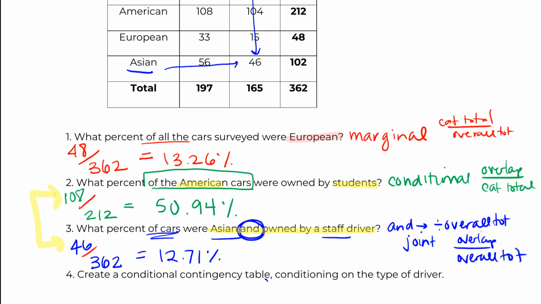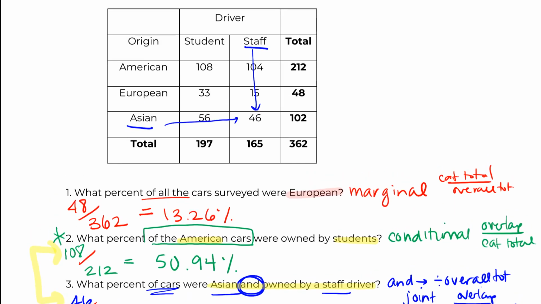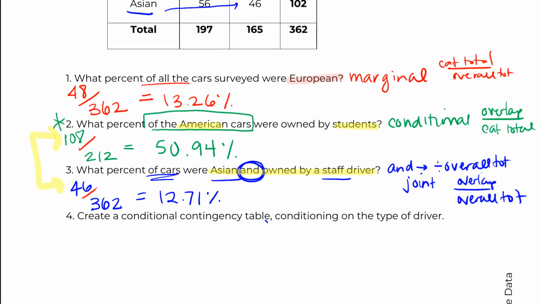So the last piece here is that we can make a conditional contingency table, conditioning on the type of driver. So remember, the green one was conditional. So with a conditional table, we're going to say, okay, I realize these totals weren't the same, right? I realize we had more student drivers than staff drivers. So we might want to go ahead and sort of make these so we can compare them, almost like a z-score does, right? Like I want to compare apples and oranges. So what we do is whatever we're conditioning on, in this case, the type of driver, we're going to divide by that.